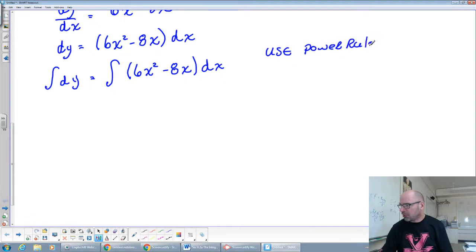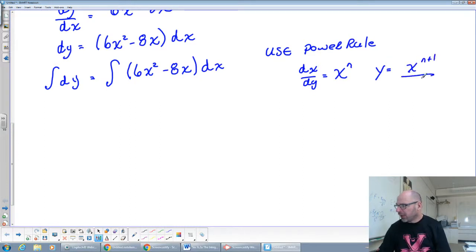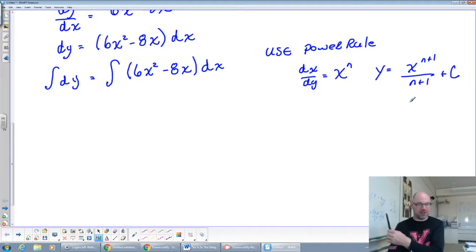Okay, so if you can't remember what the power rule was, the power rule is if you have dy dx is equal to x to the power n, then y equals x to the n plus 1 divided by n plus 1 plus c for our constant, because it might have a constant in there as well. So that was the power rule of the antiderivative. So we're going to go ahead and use that now to do our integral here.